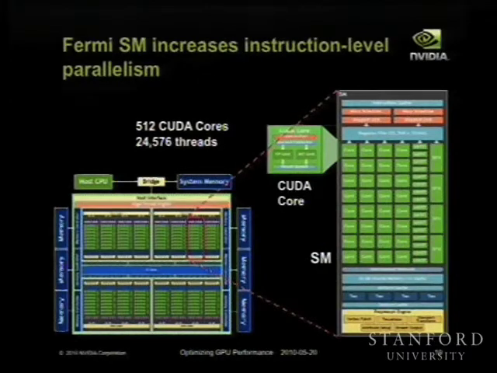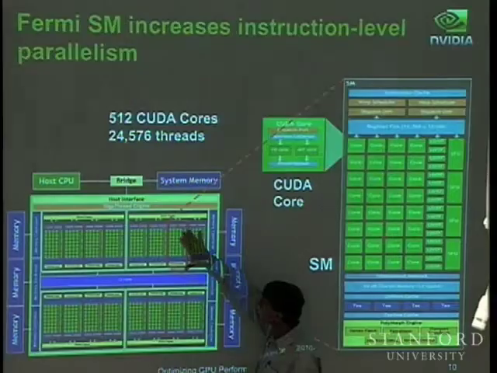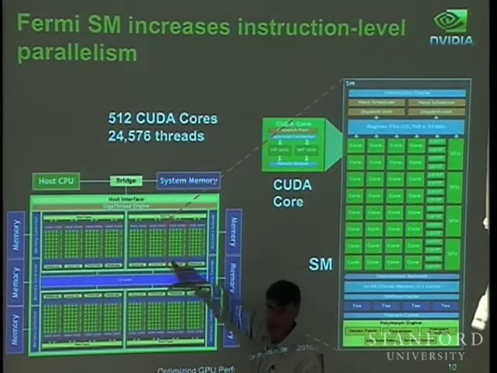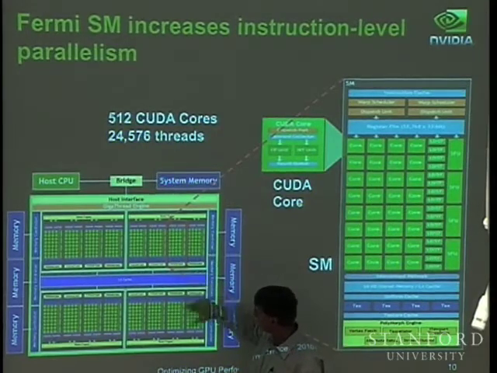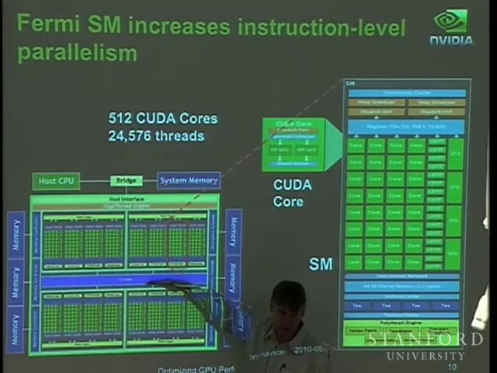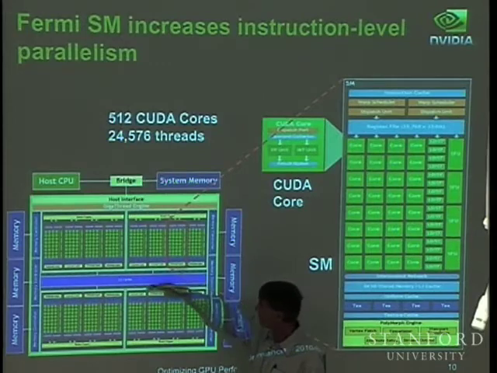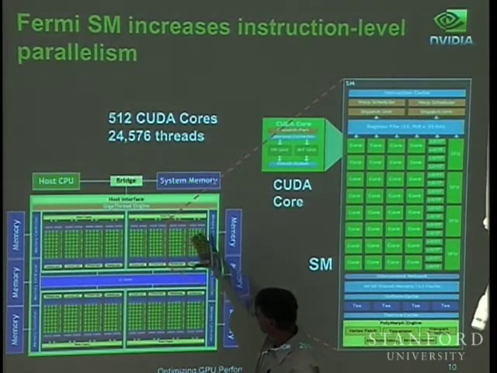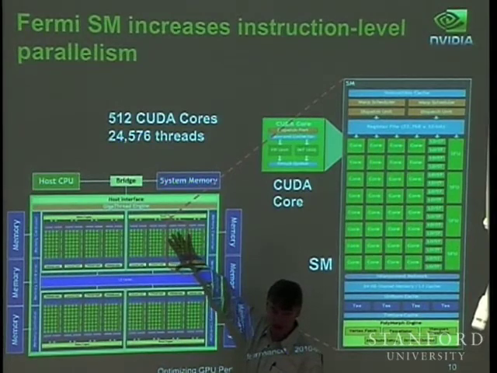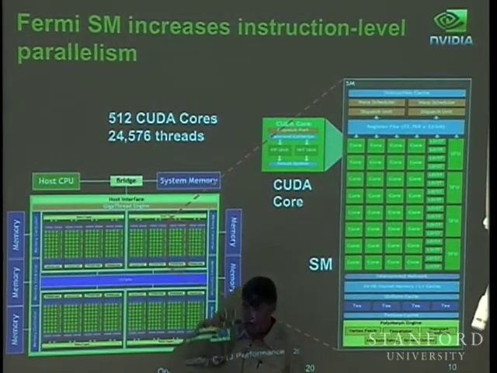Okay, we'll go to this slide. So every SM has its own L1 cache, which is a blue bar in here, and then there's an L2 cache, which is the big central blue region in the middle of the GPU. In this particular picture, there are 16 SMs. Each SM has its own L1 cache. Therefore, there are 16 L1 caches.